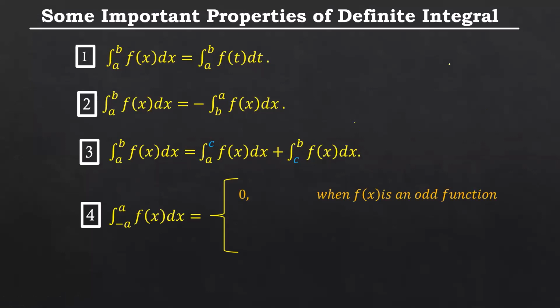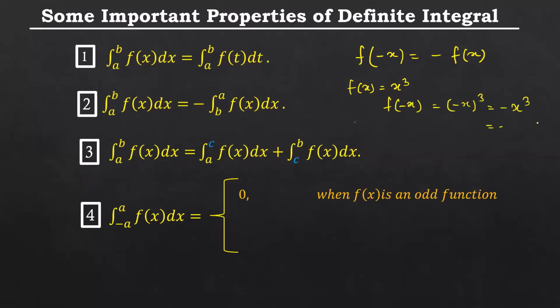Odd function, someone please tell me what is an odd function? Sir, when f of minus x is equal to minus of f of x. When f of minus x, if you take argument minus x, then it will give the minus of that function. Suppose you take the function f of x equal to x cube. You take f of minus x, what will happen? This will be minus x to the power cube. That means you have minus of x cube, that means minus f of x. So that's why x cube is an odd function.